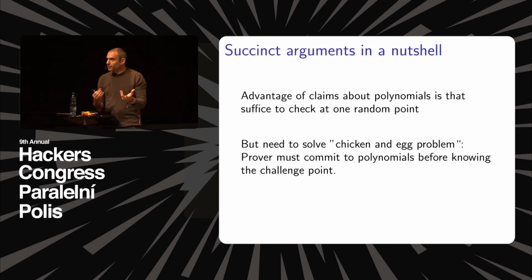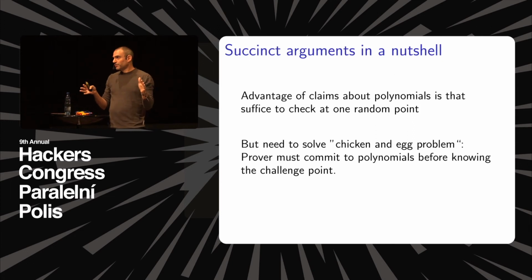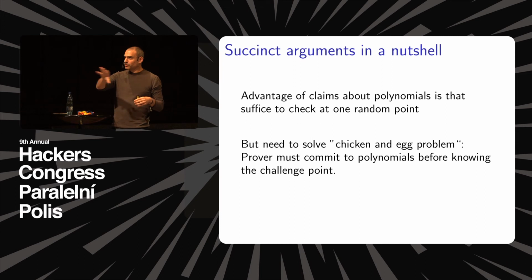So this is sort of a blueprint for a short proof. Just reduce it to a polynomial identity and just give your polynomials. Don't give all the polynomials. Just give their values at some random point.